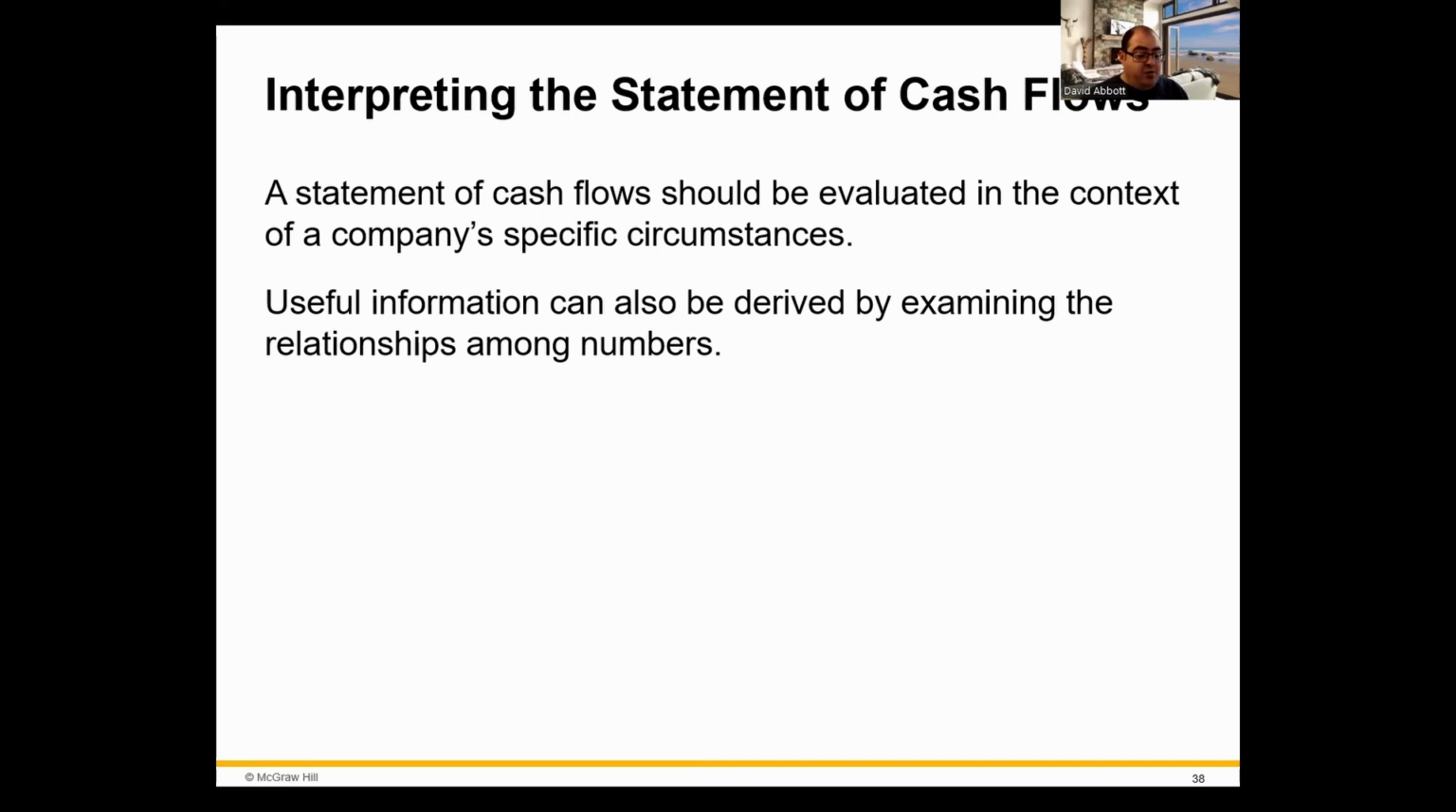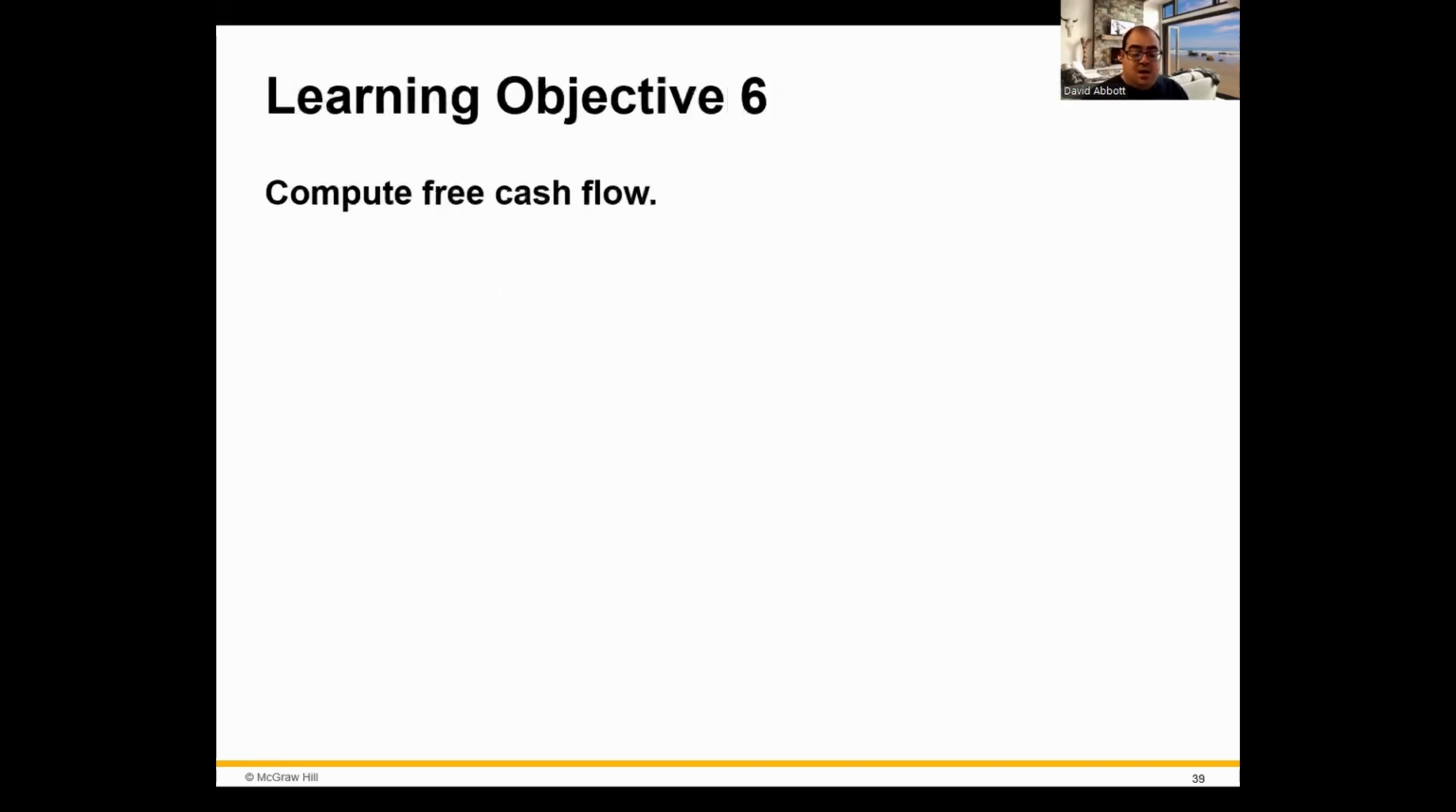Some managers also compare the additions to property, plant, and equipment in the investing activities section of the statement to depreciation included in the operating activities section. If the additions of property, plant, and equipment are less than depreciation, it suggests that the company is not investing enough money to maintain its non-current assets.